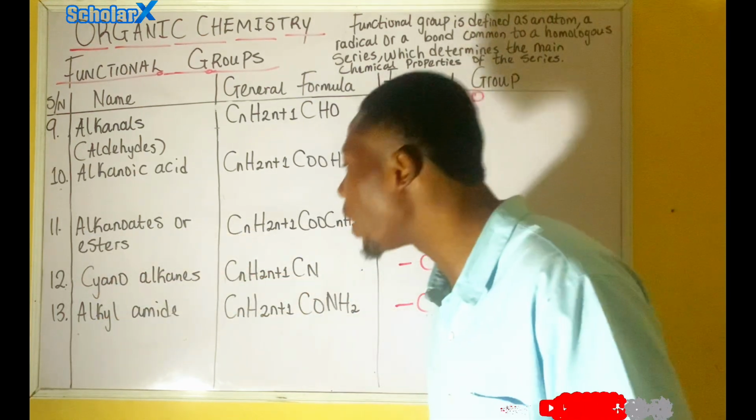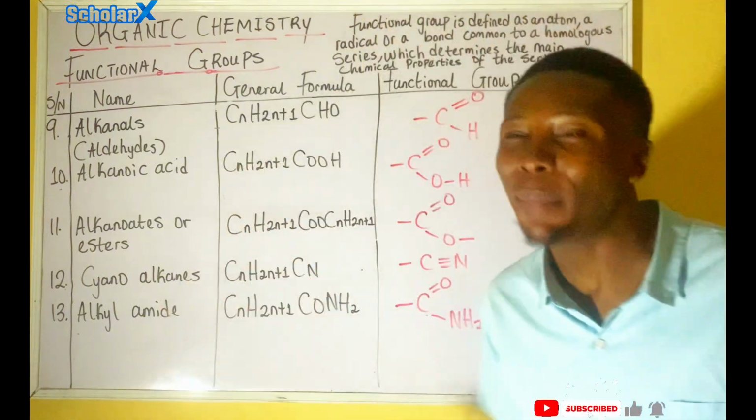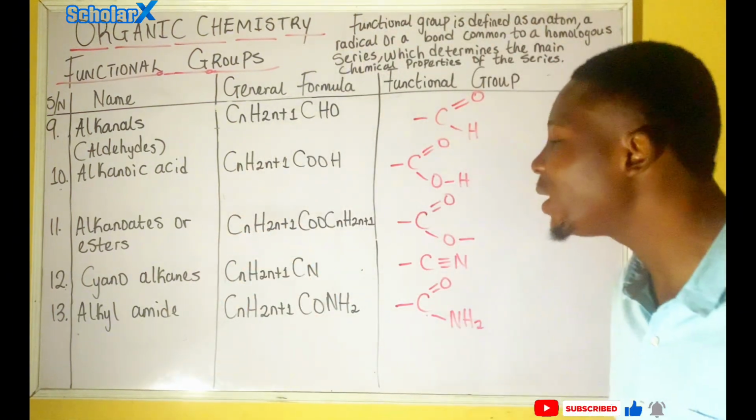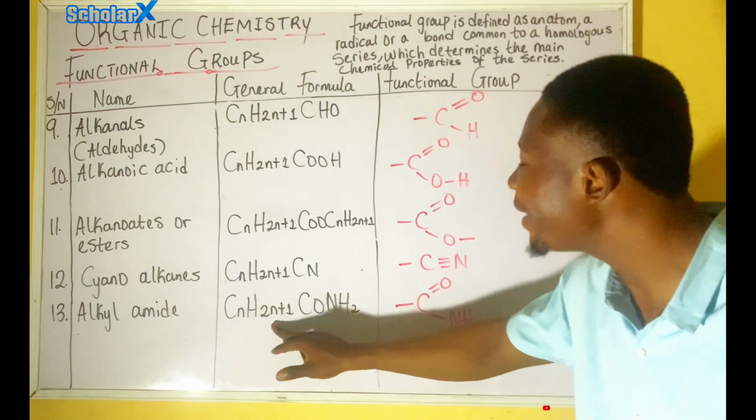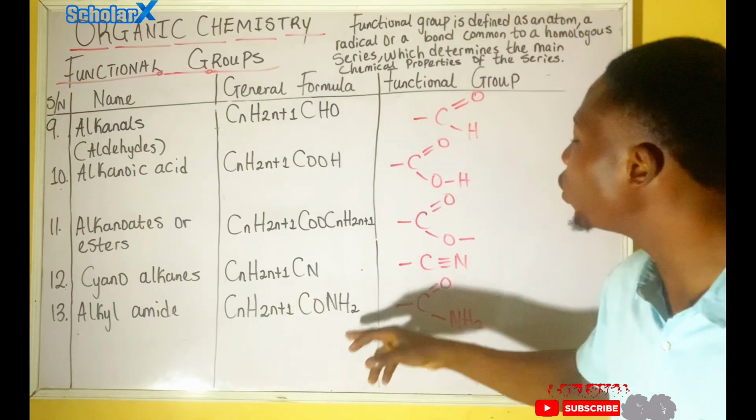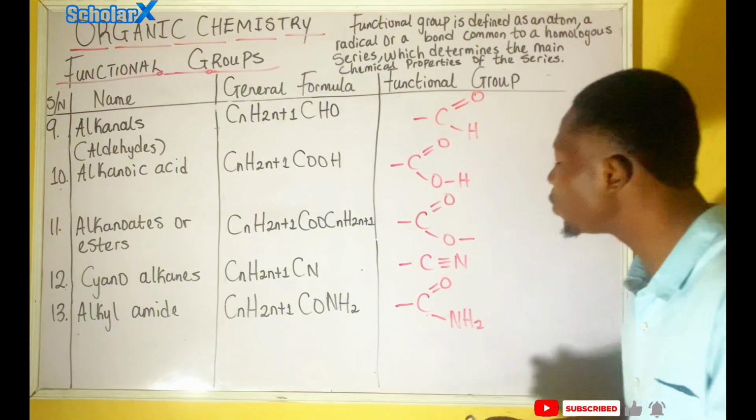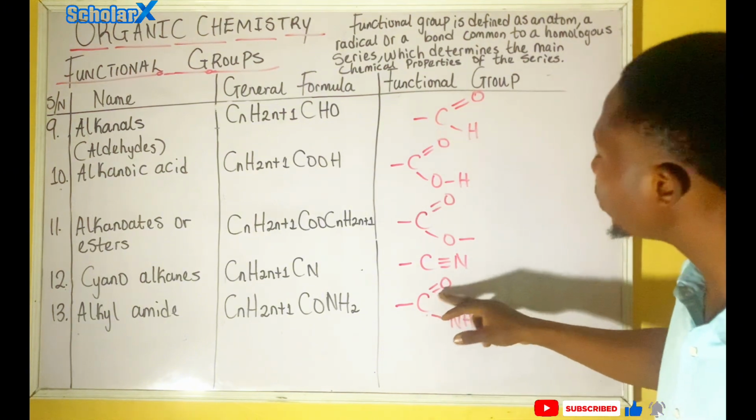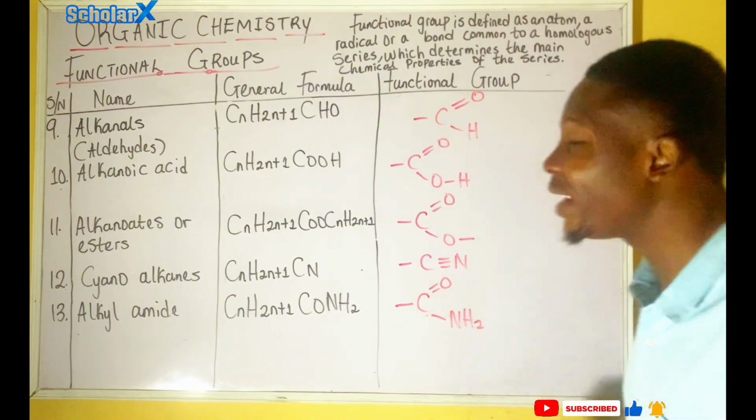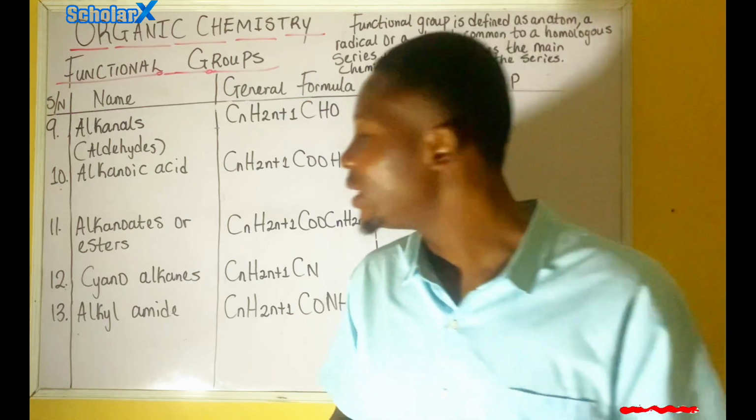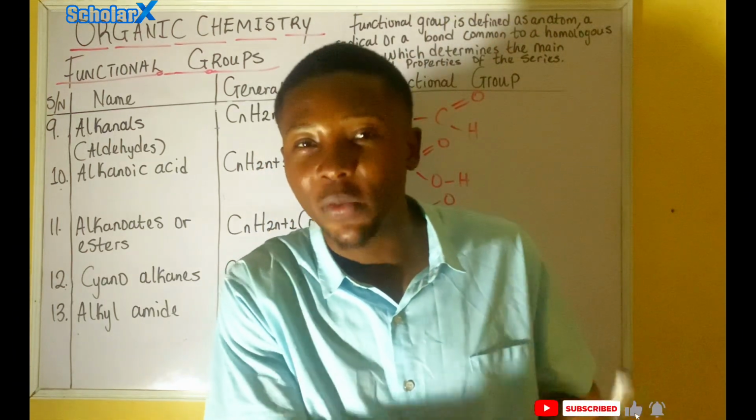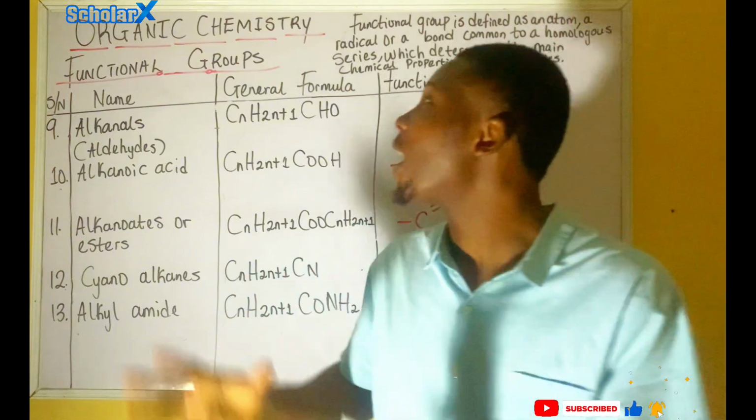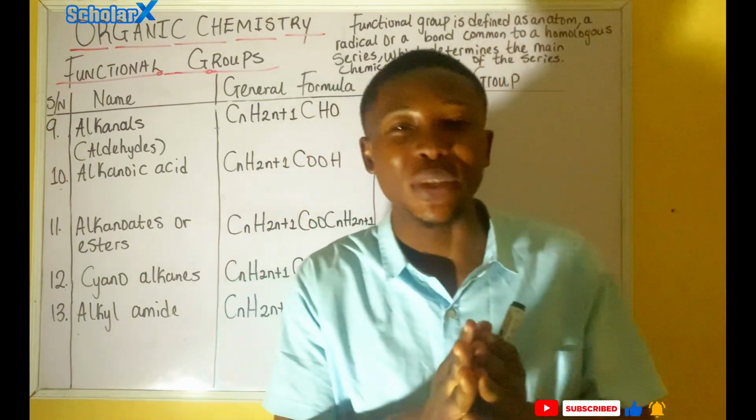Now the last one is alkylamide, which is CnH2n+1 CONH2, and their functional group is this. When you see carbon, a double bond with oxygen, and NH2 here, you know that this belongs to the alkylamide family. So these are all the functional groups that we'll be looking at today.